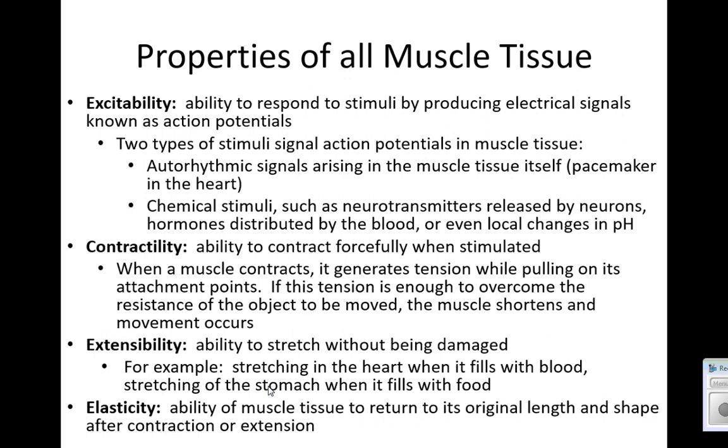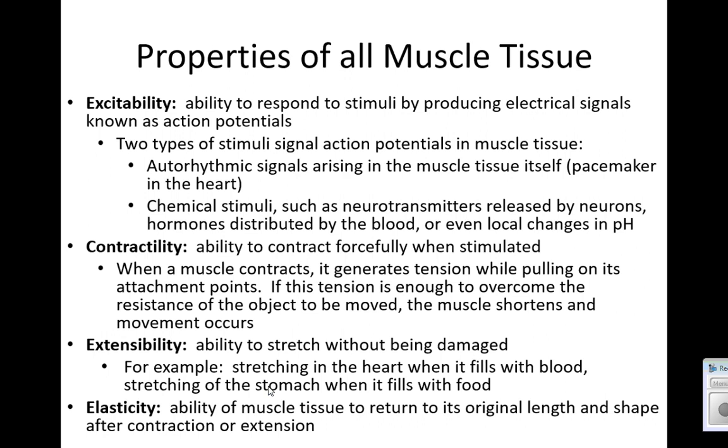Okay, we learned previously that neurons demonstrate excitability. This property is the same in muscle tissue. Once again, excitability refers to the ability of neurons, and now muscle tissue, to respond to a stimulus or stimuli, which then enables them to produce electrical signals, which we call action potentials. We've talked previously about signals triggering action potentials.